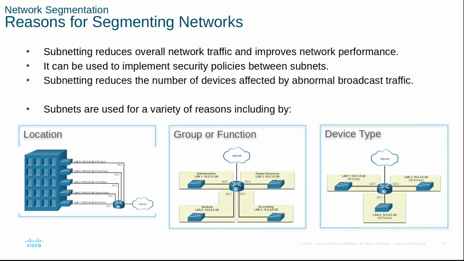So you subnet to reduce the overall traffic and improve your performance. You could even do this to implement security policies between your subnets. So you tend to subnet things based on their location, based on their group or their function, like your different departments in your organization tend to overlap with things, and maybe even based on your device types. You may have subnets for servers. You may have subnets for printers if you've got a common printer pool and stuff like that.